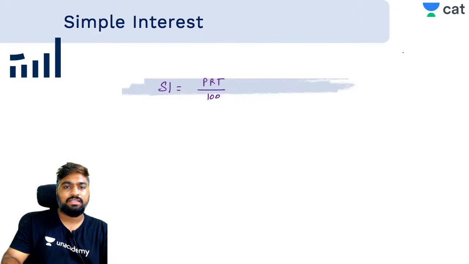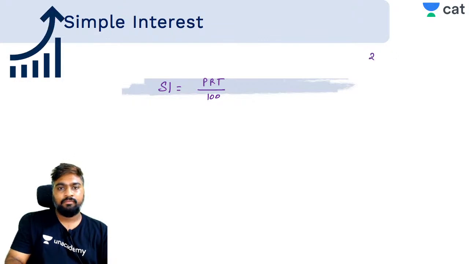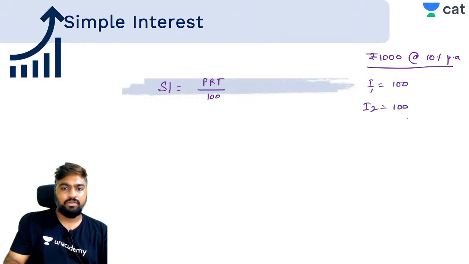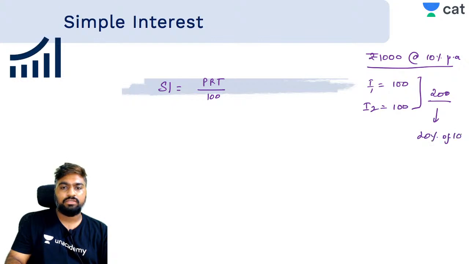तो इसको समझते हैं, पहले कैसे होता है. On 1000 rupees at 10% per annum, क्या होता है? First year में it is 100, second year also it will be 10% of 1000 which is 100. So for 2 years it is 200. Can I say this 200 is nothing but 20% of 1000? That is nothing but 2 times R percentage of P.